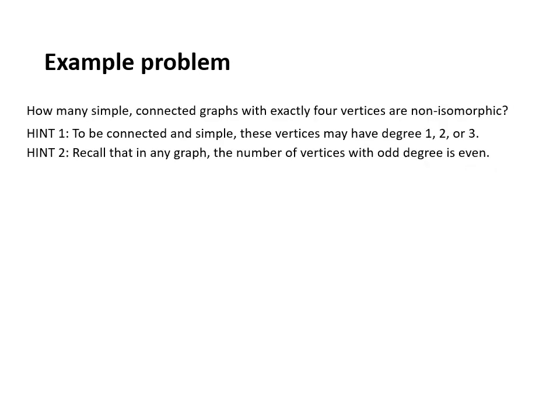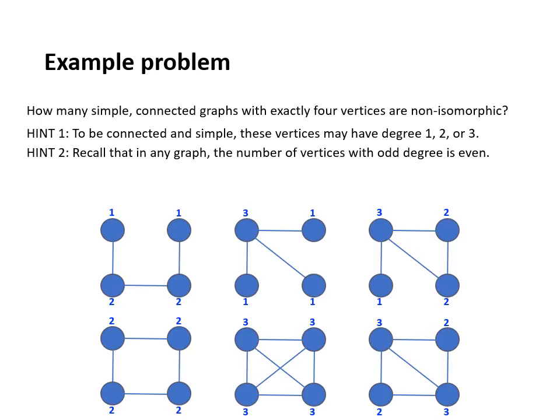Okay, so we have another example problem that asks us how many simple connected graphs with exactly 4 vertices are non-isomorphic. Again, we have 2 hints. First, to be connected and simple, these vertices may have degree 1, 2, or 3. And also recall that in any graph, the number of vertices with odd degrees is even. Again, as before, we can simply enumerate such graphs, which is what I did here under this text on this slide. And so there are 6 such graphs.